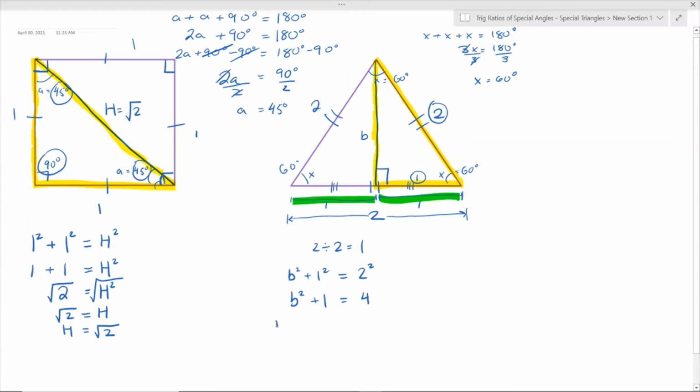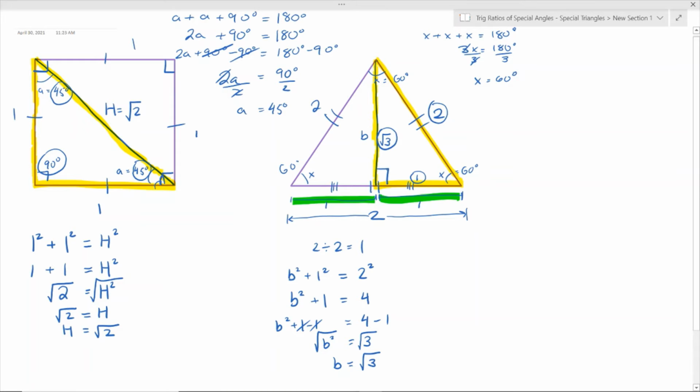And then we can isolate for b, so b squared plus 1 minus 1 equals 4 minus 1. Okay, I'm subtracting 1 from both sides. It's going to cancel. B squared is thus equal to 3. And then square rooting both sides, we get b to be equal to square root of 3. So thus this b is going to be equal to square root of 3. So this side here is square root of 3 right here. So now we have basically found all 3 sides of this right angled triangle.